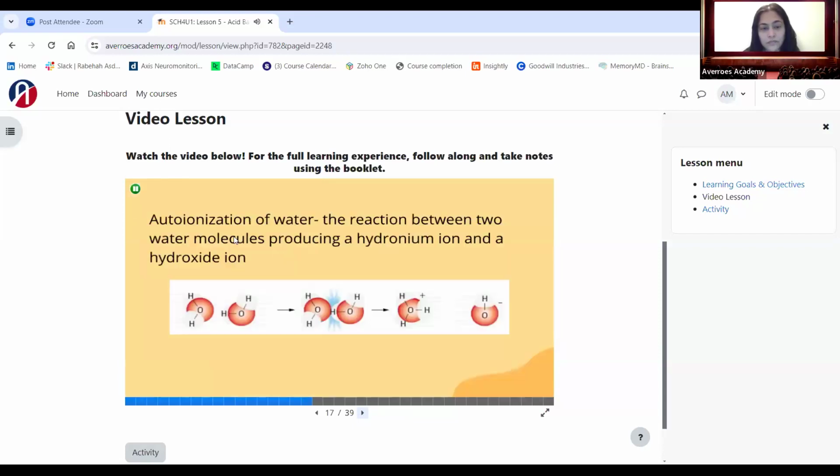So by definition, that autoionization of water is a reaction between two water molecules producing a hydronium ion and a hydroxide ion. And here's that reaction here, showing the collision that forms hydronium and hydroxide ions. And again, remember, this is really rare in a sample of water, but does happen.